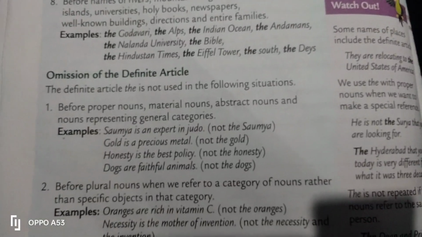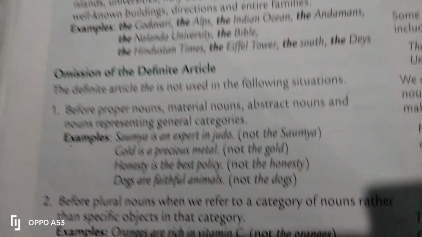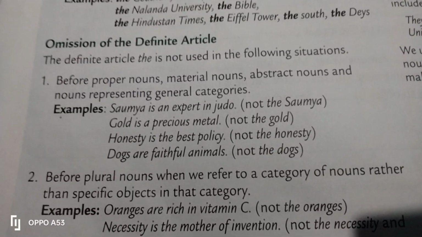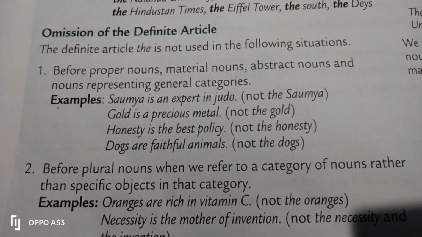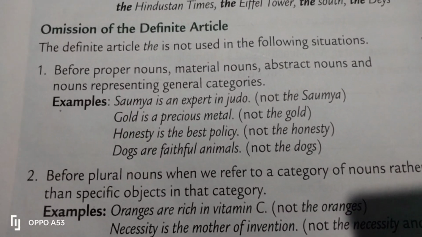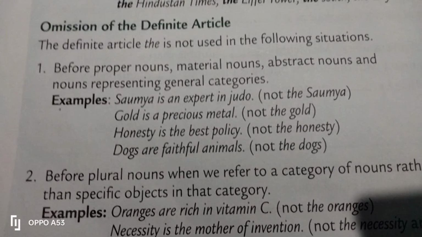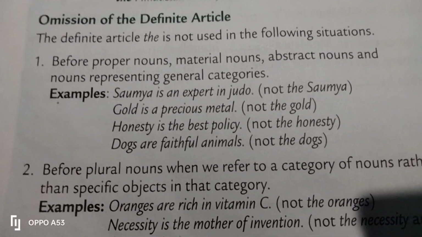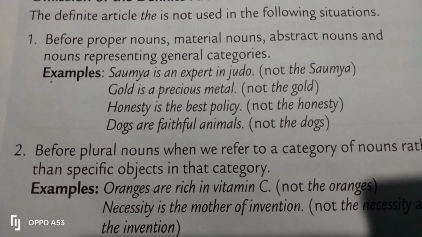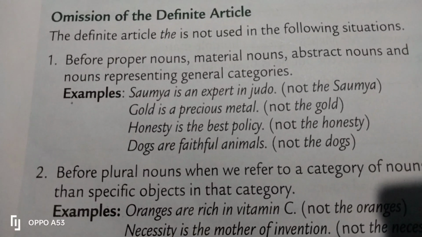So if you look at the omission of the definite article, we had been discussing the rules for using the definite article, but there are places where we have to omit it, meaning we can't use it. The definite article the is not used in the following situations. Let us see that. Before proper nouns, material nouns, abstract nouns, and nouns representing general categories. Here, before proper nouns, you know what a proper noun is.